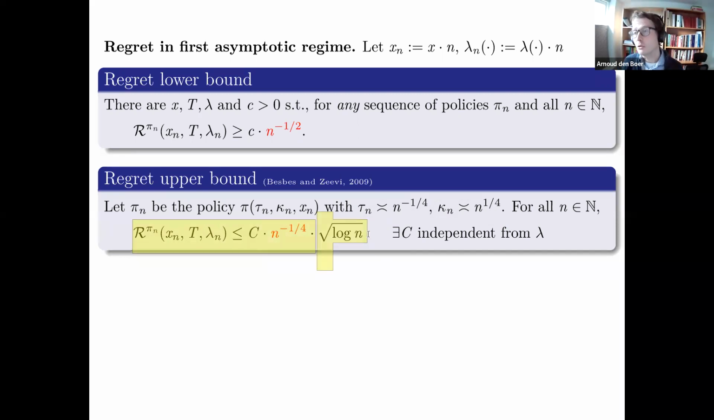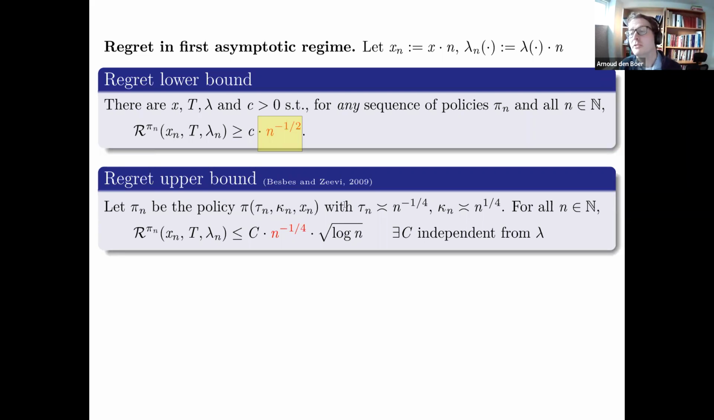Okay, so that says how good this policy is. Is it asymptotically optimal? Unfortunately not. Or at least we don't know. There's also a proof of a lower bound that any policy, or to be precise, any sequence of policies, because the policy can use as input, say, the initial inventory, has relative regret at least a constant times n to the power minus 1/2.